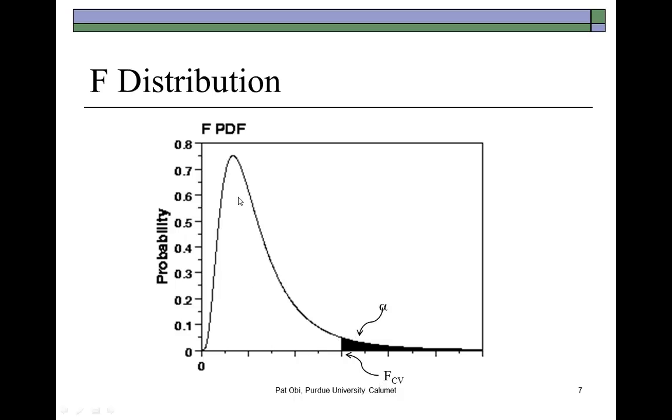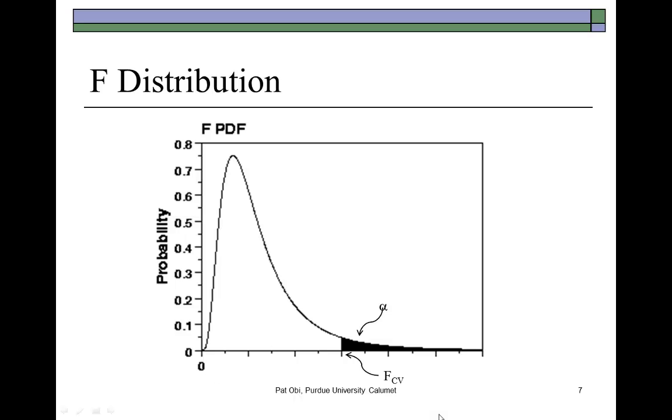This is the shape of the F density function. It is a skewed distribution, skewed to the right, that is, positively skewed. The lowest value is 0. As you can see here, the F distribution is not symmetric. It's not bell-shaped like the normal distribution or the t-distribution.